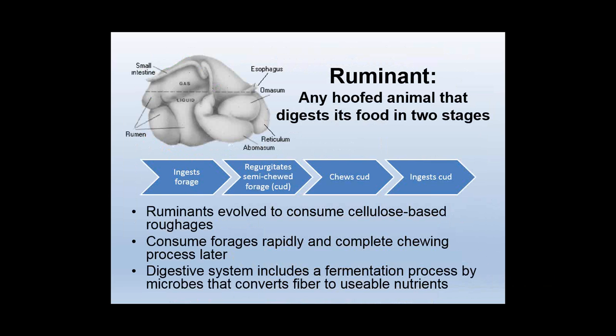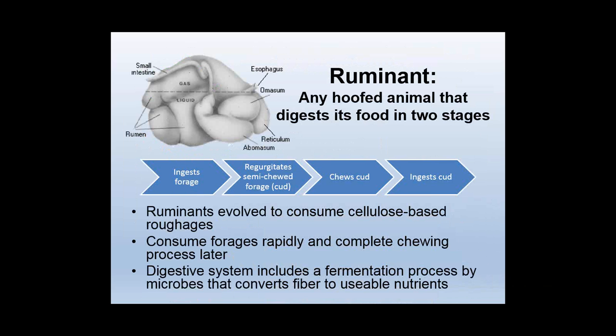So because ruminants are so important to our livestock agricultural systems, I'm going to spend a little bit more time. Really, the ruminant digestive system is the ultimate, it's the Cadillac of digesting cellulose. And so this is just a few slides on how this works. Basically, a ruminant is considered any hoofed animal that digests its food in 2 stages.